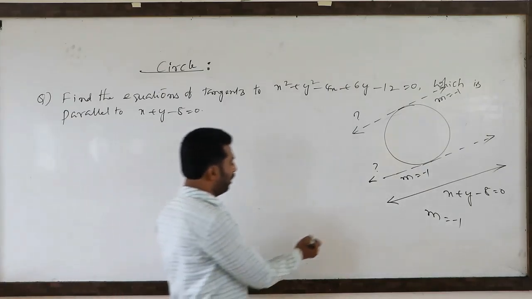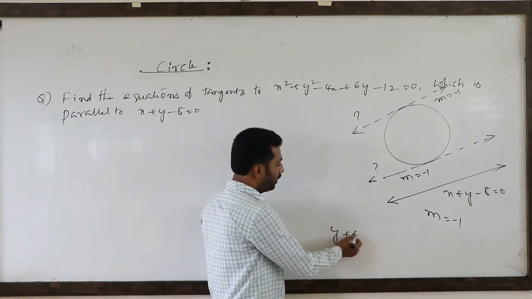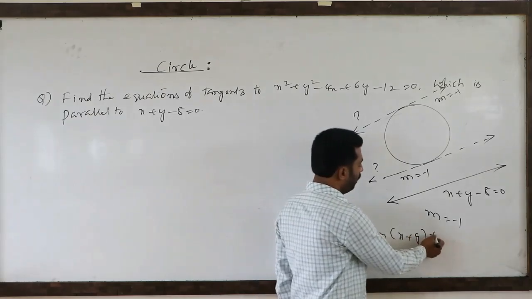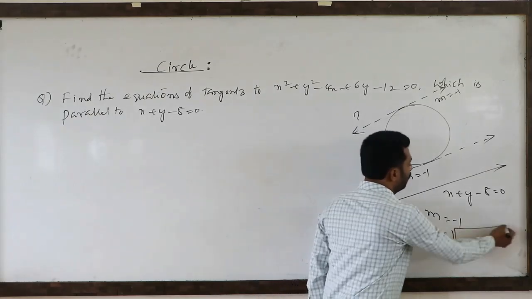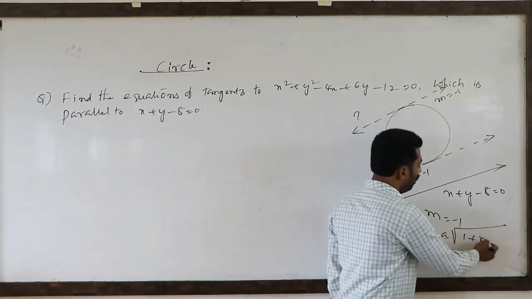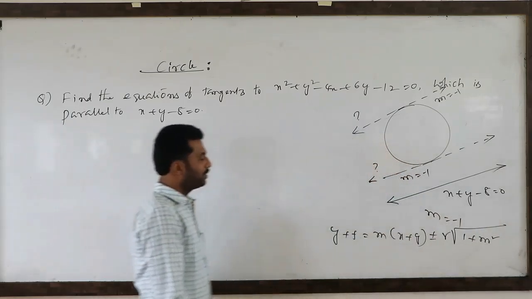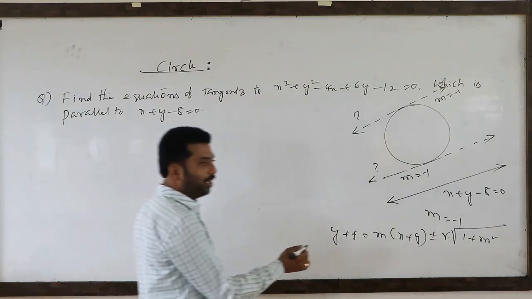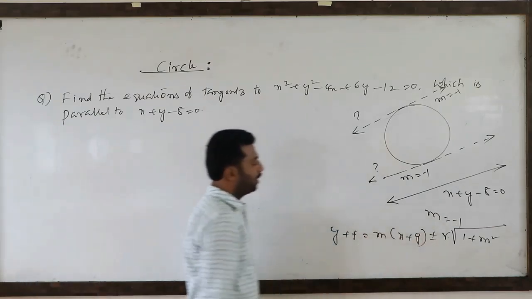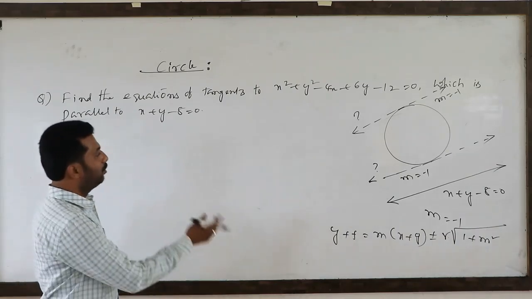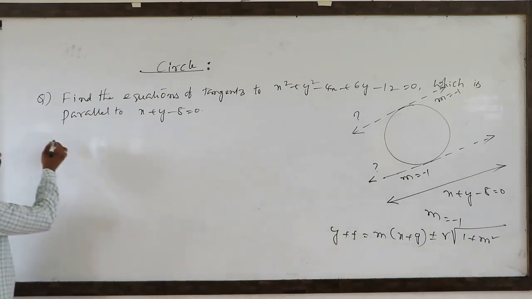What is that formula? y plus f equals m into x plus g, plus or minus radius into root of 1 plus m square. This is y plus f. This is m into x plus g. m is nothing but -1. So what is the given equation?